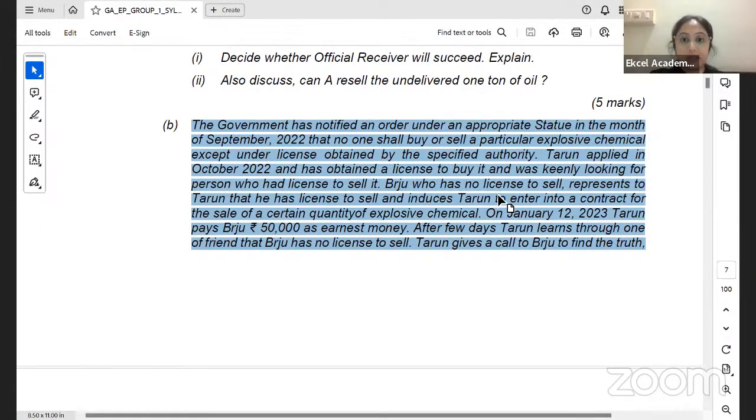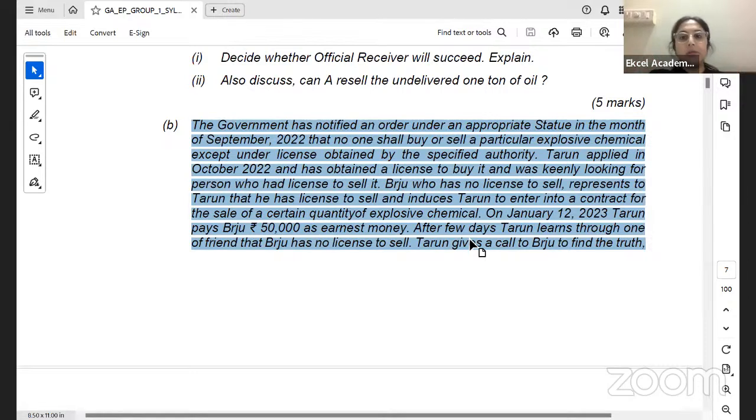Now there is one more person. He actually has no license to sell. He represents to Tarun that he has a license to sell and induces Tarun to enter into a contract for the sale of a certain quantity of explosive chemical. See, actually, this person, Briju, has no license. Tarun has a license and wants to buy. He is looking for a person who has a license to sell some chemical.